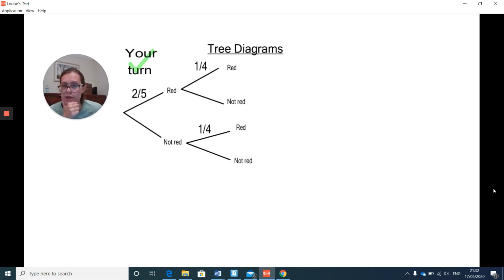So you know how to do this. I've given this to you now in fractions. I want you to have a go. Pause your video. Can you think about those 2 branches? They must add up to 1. So what is the missing fraction?